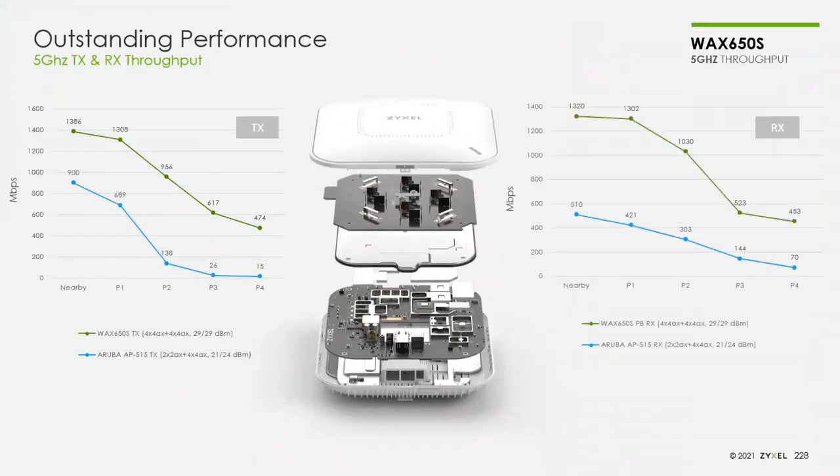So here's a comparison. We're comparing our Wi-Fi 6 product to Aruba's Wi-Fi 6. Both are 4x4 11AX products. Ours has smart antenna, theirs doesn't. And as you can see, our performance is in green, HP's is in blue. Significant performance differences between the two, especially at these distant ranges here.